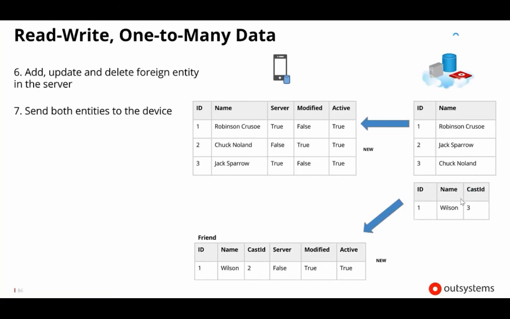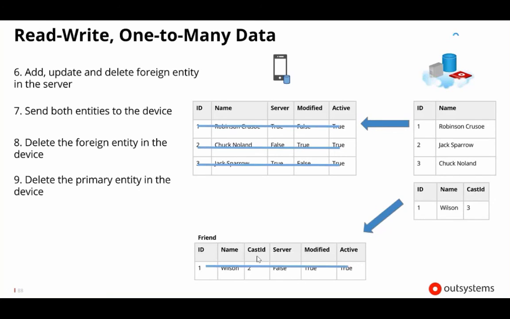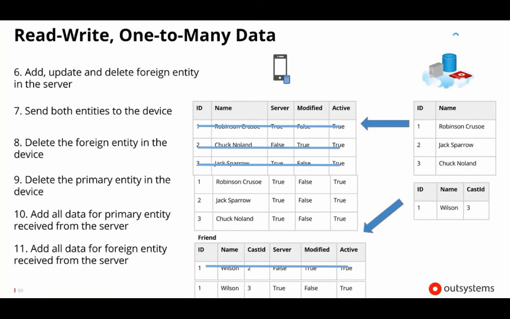Now, both entities will be sent back to the device to close the loop. What we're going to do is delete first the foreign entities in the device because we need to keep data integrity. If we deleted the primary first, we would have problems because the foreign table has a foreign key. Next, we will delete everything from the primary entity and then put everything that we receive from the server there. And only after that, we're going to put the data in the foreign table that we received from the server.